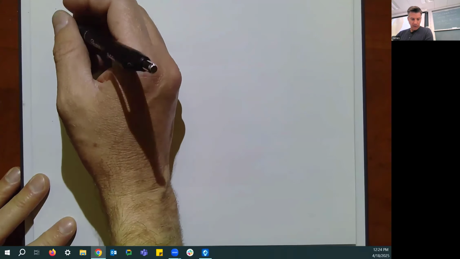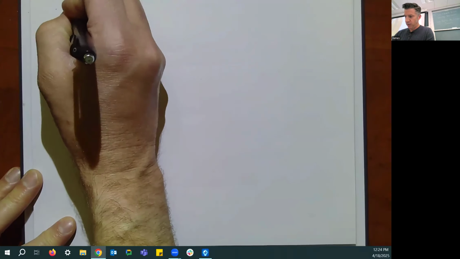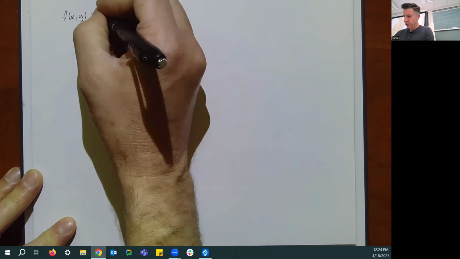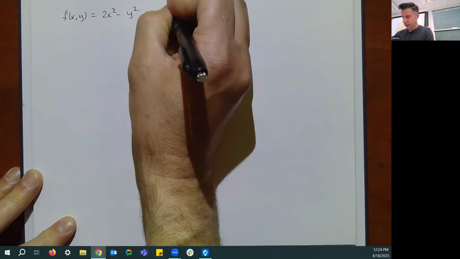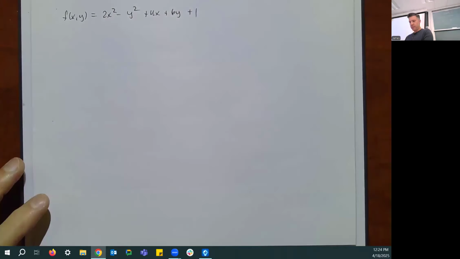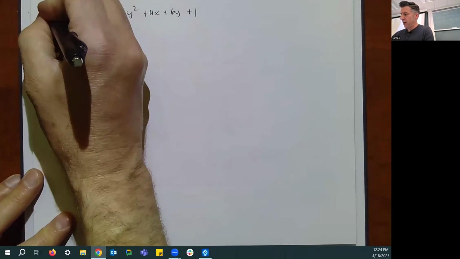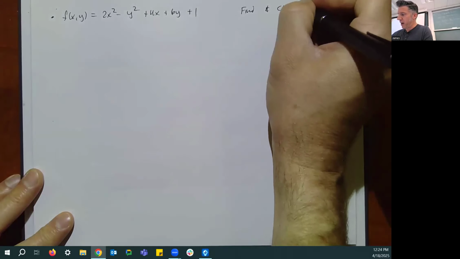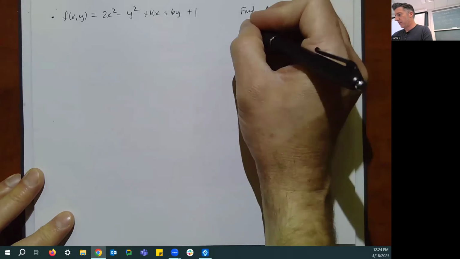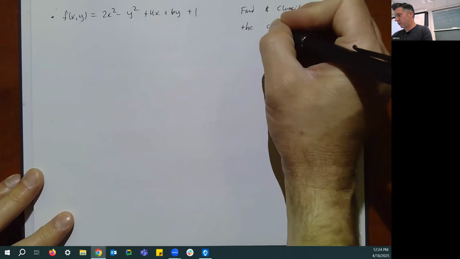So let's say we have the following function. F of x comma y is equal to 2x squared minus y squared plus 4x plus 6y plus 1. We're going to find and classify, meaning determine if it's a max, min, or saddle point, the critical points.